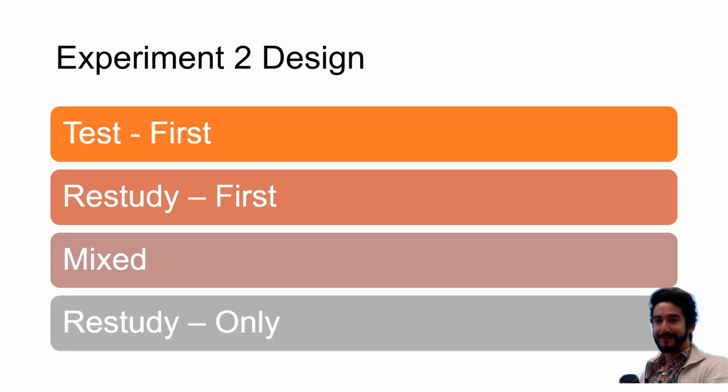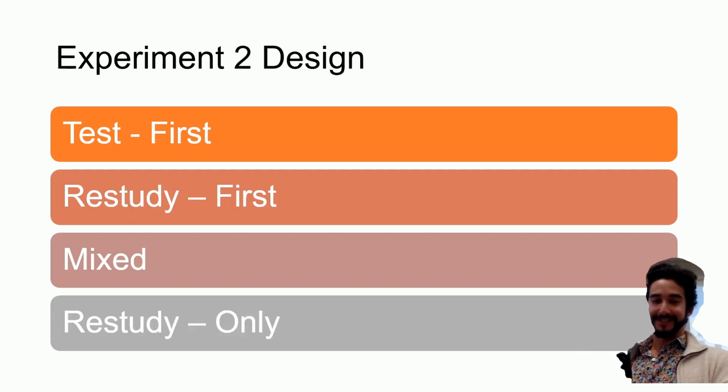And so that's exactly what we did. So we added two groups. So the test first and restudy first, those are from the previous experiment. We kept those groups in. Then we added the mixed group and the restudy only group. So the restudy only group, during training, they don't have any testing. You're just restudying all the items.